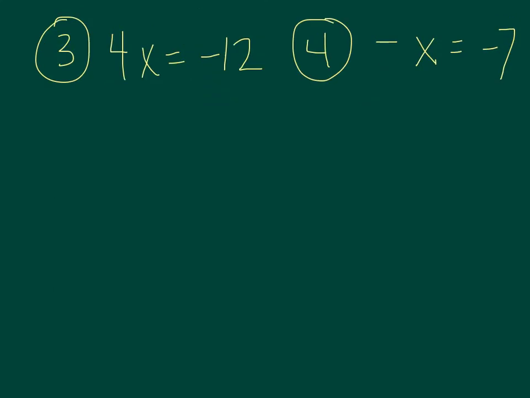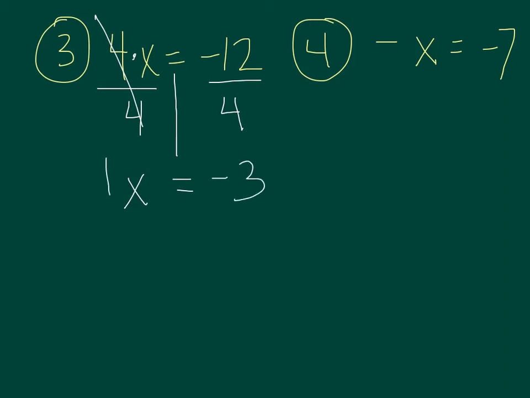Let's try some more. Number 3: the 4 and the x are right next to each other with no sign in between, which means they are actually multiplying. The opposite of multiplying would be dividing. So again, I draw my line down here. It's positive, so I have to divide both sides by positive 4. Well, 4 divided by 4 is 1, so that cancels, and you're left with x equals, what's negative 12 divided by 4? Negative 3. Now if you left the 1 here, that's okay. 1x and x are the exact same thing. x is still by itself, and that's your answer.